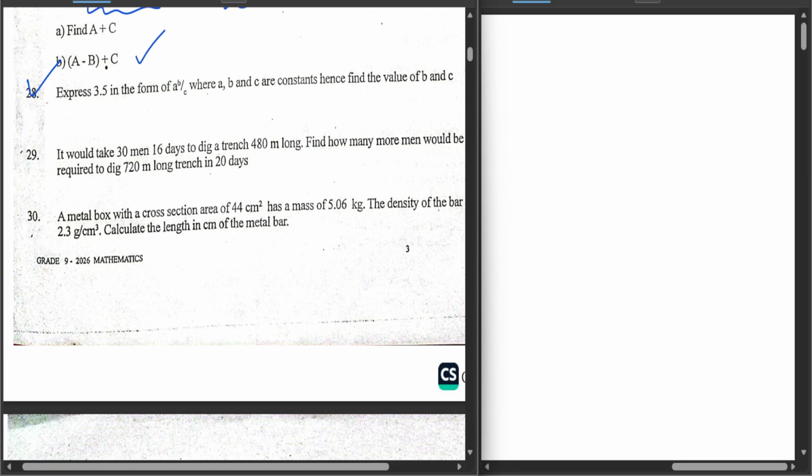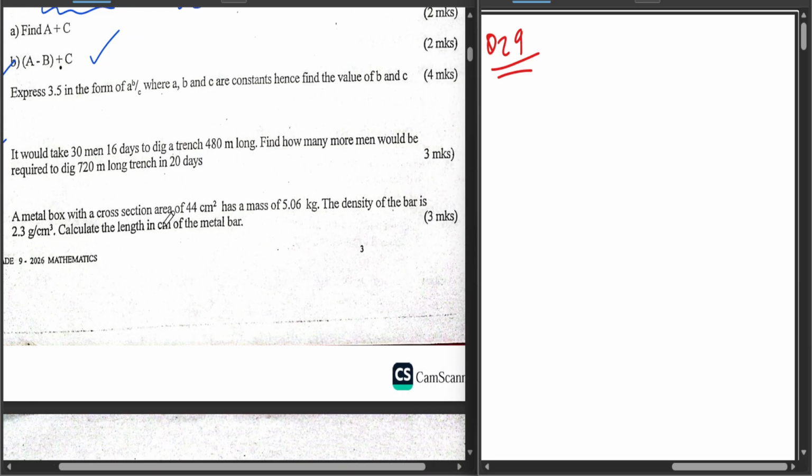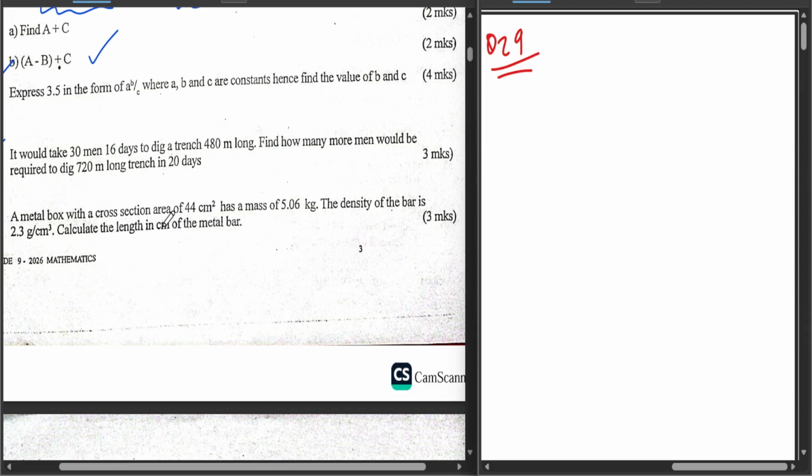Now let's go to question 29. Very easy question. It's asking you that it will take 30 men 16 days to dig a trench which is 480 meters long. Find how many more men will be required to dig a 720 meter long trench in 20 days. So we have days, number of men, and the length of the trench.